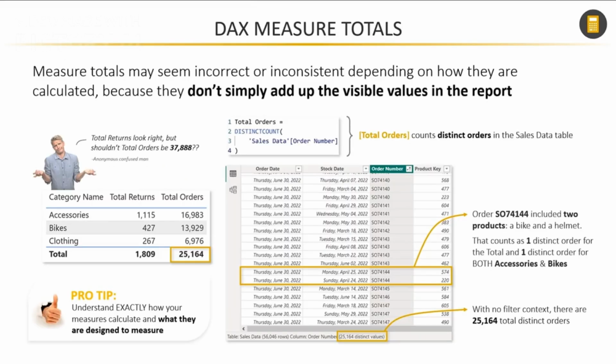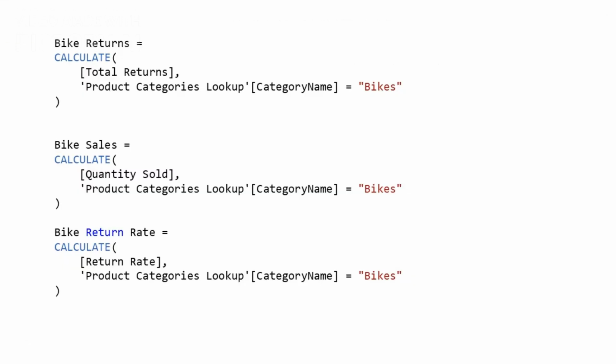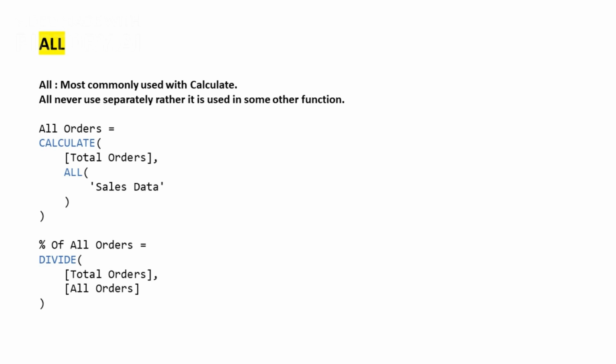Here, calculate is used to determine bulk orders and weekend orders by applying specific conditions to the data. DAX measure totals can be tricky as they don't simply add up visible values. Understanding how they are calculated is crucial for accurate reporting. These examples show how to use calculate to find total returns, sales, and return rates for bikes by applying category-specific filters. The all function is commonly used with calculate to remove filters and calculate totals or percentages of all orders.